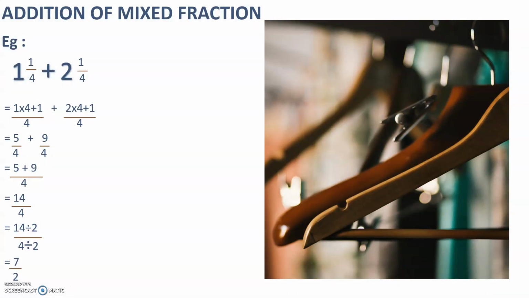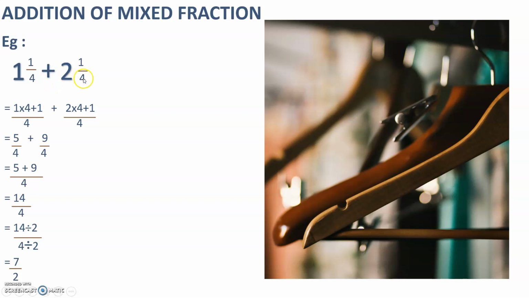Next, addition of mixed fraction. Now let's see example. See here, a mixed fraction consists of a whole number and a fraction. Now we cannot add this. You cannot add like 1 plus 2 is 3 and then no. So we need to convert this mixed fraction into the improper fraction. Now how are we going to convert this? Let's see. We will multiply, we'll convert it. 1 into 4 plus 1. See here. 1 into 4 plus 1 upon, this denominator remains as it is.